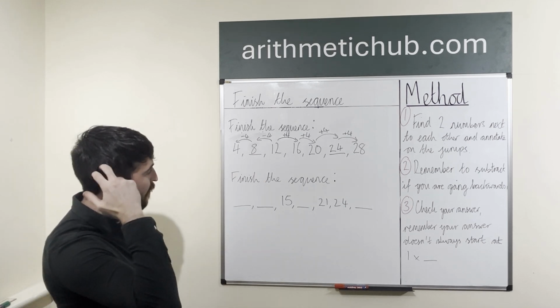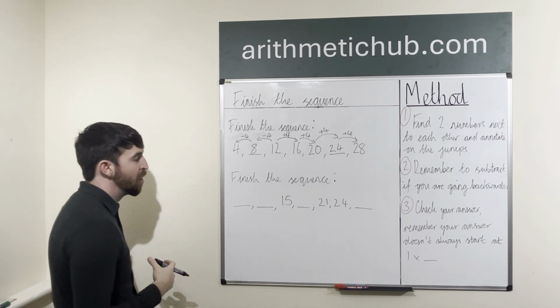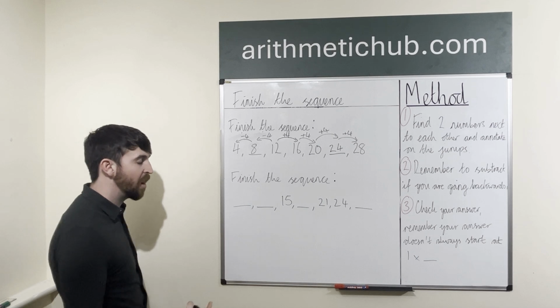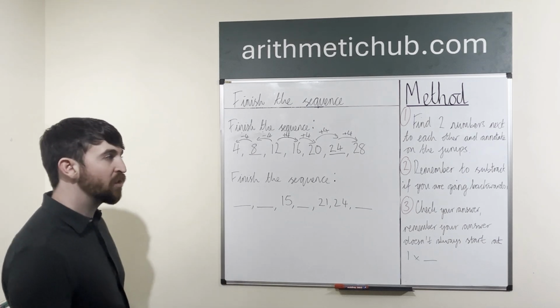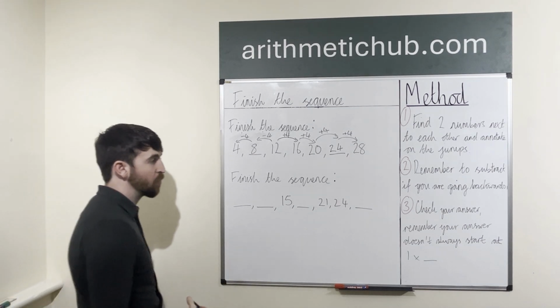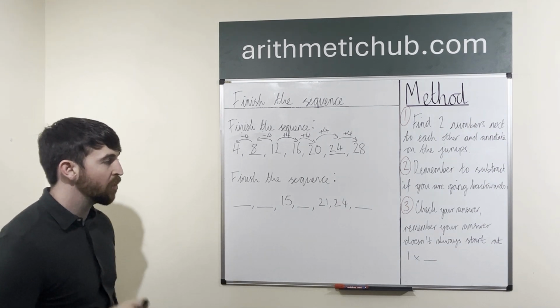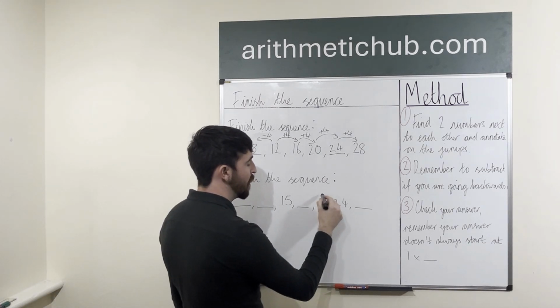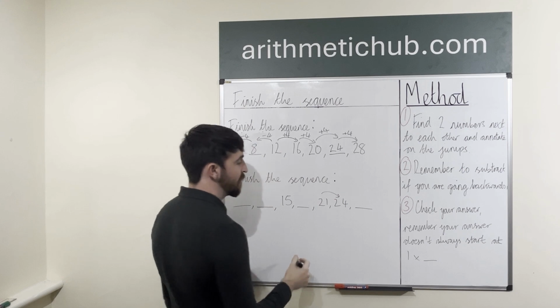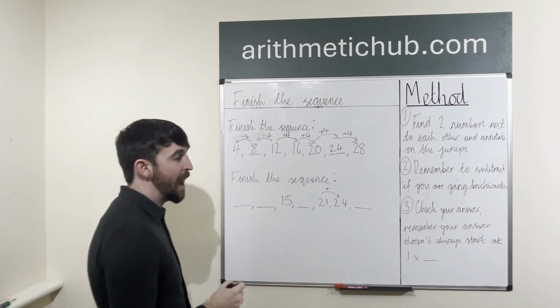Let's have a look at this one. Finish the sequence. Now, this is a lot harder because we've got 2 missing numbers at the start. We've got a number here and then another missing number. So we need to stick to our method here to be able to find out, okay? Find 2 numbers next to each other and annotate on the jumps. Well, there's only one part where there are 2 numbers next to each other, aren't there? We've got 21 and 24 here. So we would see what we've added to these.